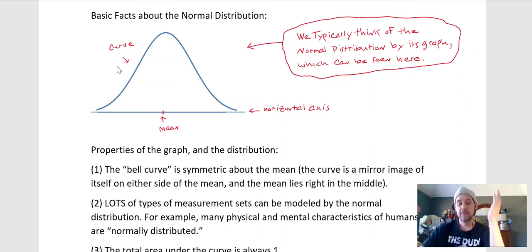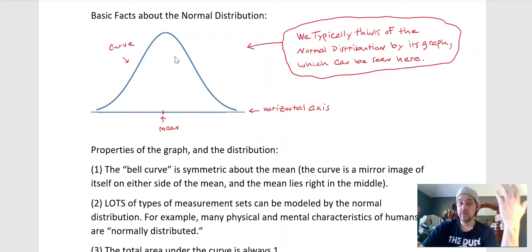The bell curve is symmetric about the mean. So if I were to draw a line right down the middle, where the peak is, where the mean is located, it would be symmetric. And by symmetric, I mean that this curve is a mirror image of itself on either side of the mean, meaning this side does not look different than this side. It's not skewed, it's not leaning in one direction or another. It's perfectly symmetric down the middle, okay?